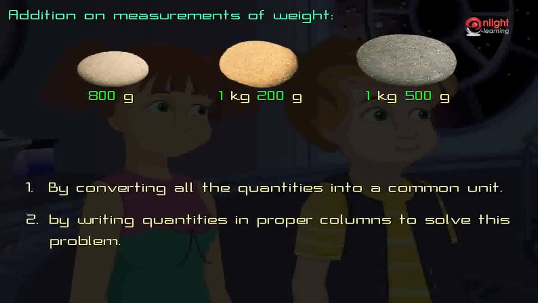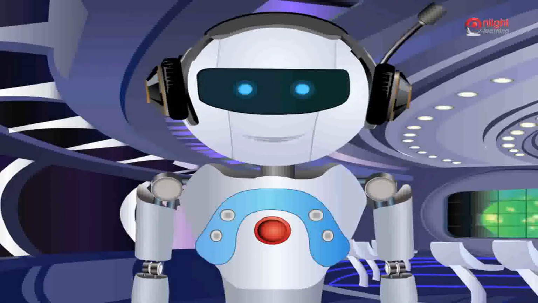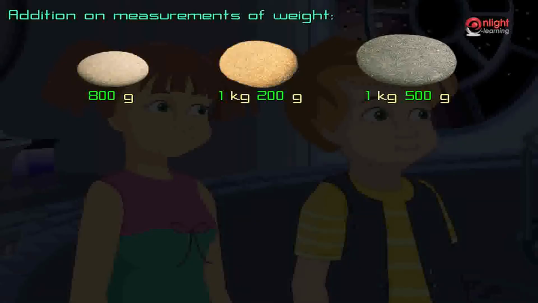Let us now employ the method of addition by writing quantities in proper columns to solve this problem. In this method, all the quantities are expressed in columns such that the quantities of the same unit lie one below the other. The columns are arranged in decreasing order of magnitude. Hence, kilogram comes before gram. Hence, 800, 200 and 500 lie one below the other under the grams column, and 1 kilogram of the 2 stones lie in the same column, that is, under the kilogram column as shown.